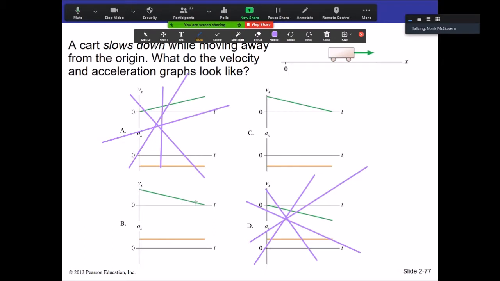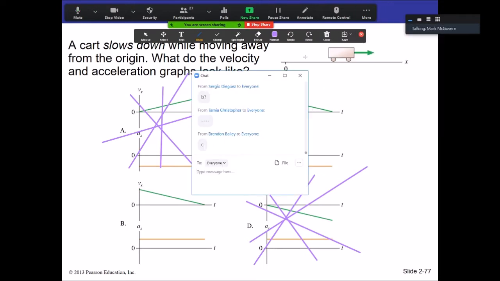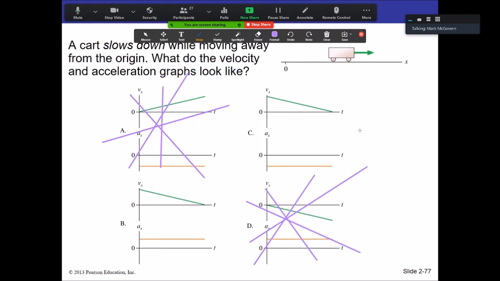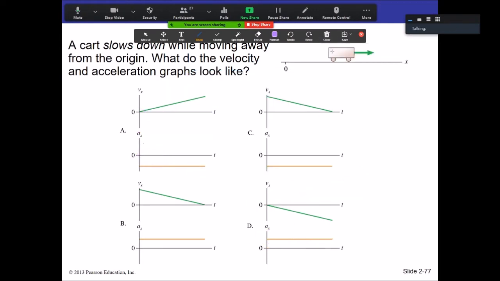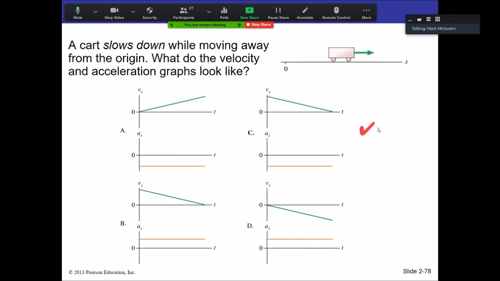Great. Now let's look at the acceleration. Now remember what it means to slow down. We talked about this a couple lectures ago. Slowing down is when your velocity and your acceleration vectors point in the opposite direction. So if we have a positive velocity here, we're going to need a negative acceleration. That is indicated in C. So B is wrong. The answer is C. All right. Anything unclear about that example?